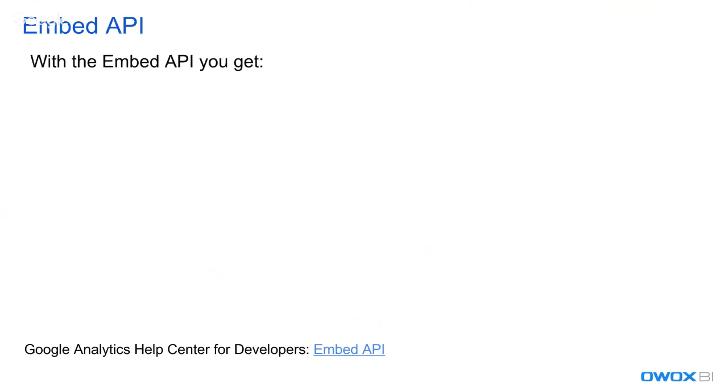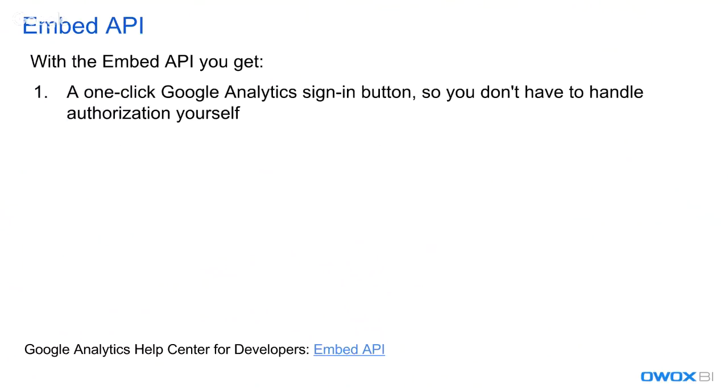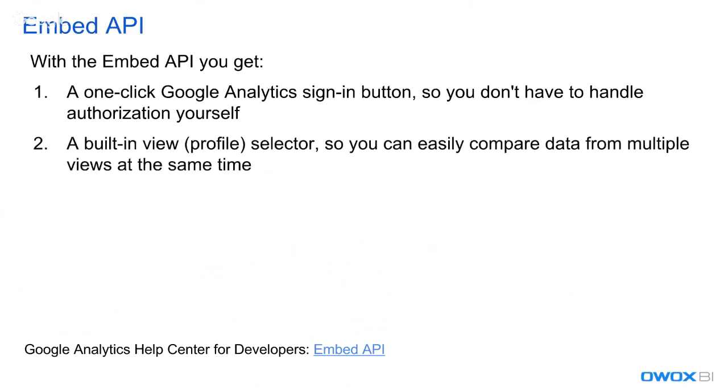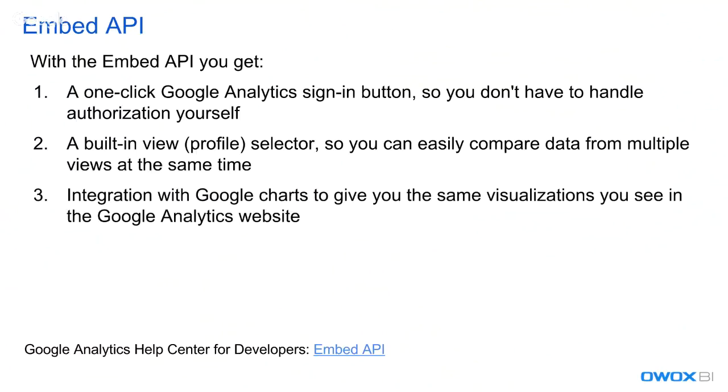With the help of Embed API, for example, you can create a one-click Google Analytics sign-in button, so you don't need to handle authorization yourself. The second example is that you can build a view selector, so you can easily compare data from multiple views at the same time. Also, you can integrate with Google Charts to give you the same visualization you see in the Google Analytics website.